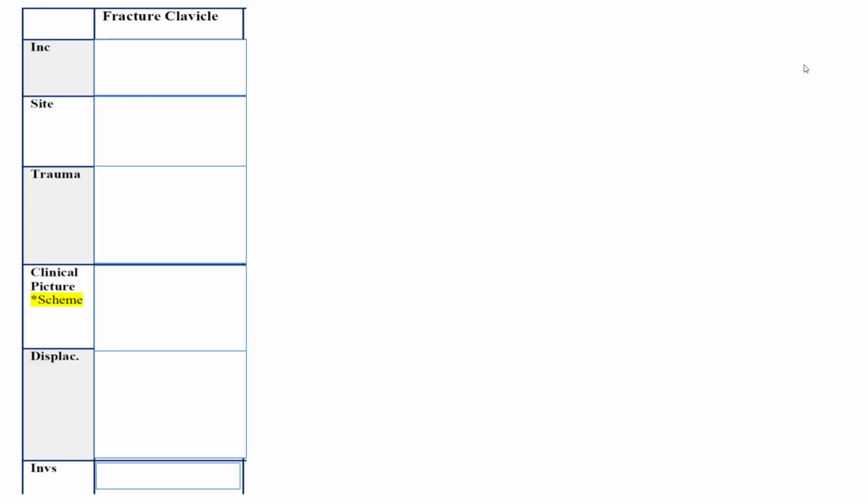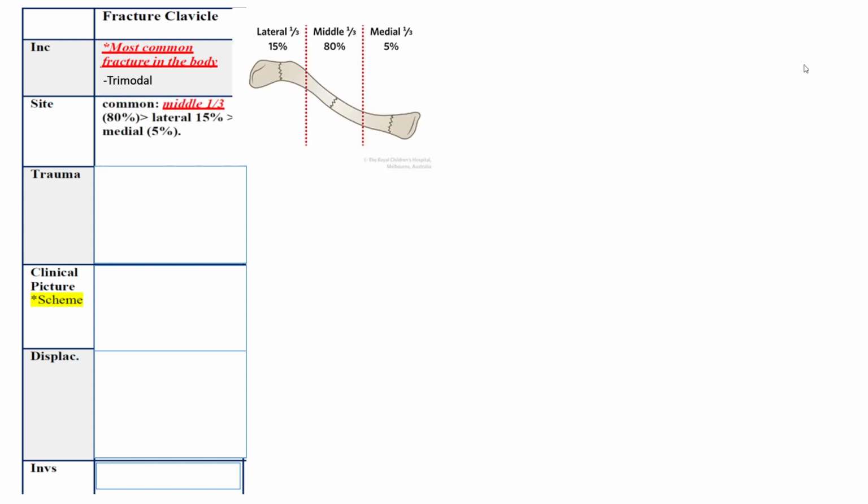Number 1, the incidence. It is the most common fracture in the body, and we said this when we discussed the information behind the letter C's. Again, it's a trimodal age distribution. The clavicle is divided into 3 parts.